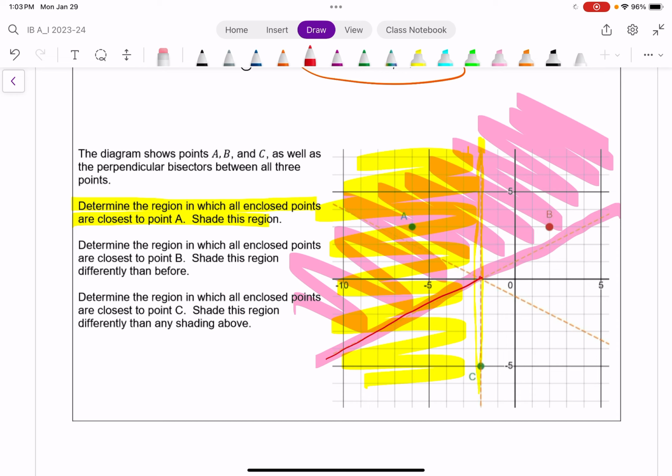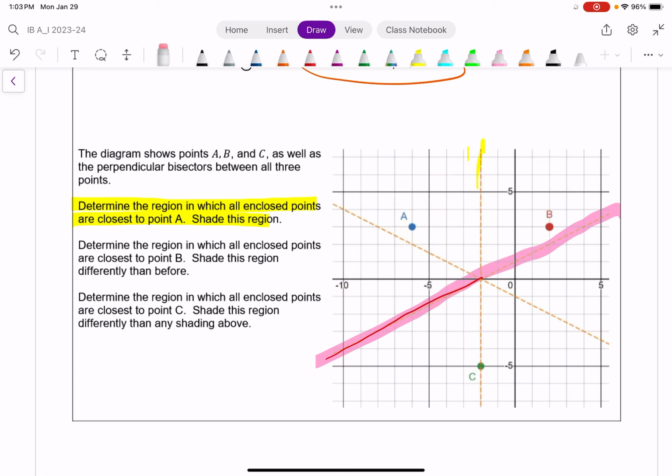I know it's horribly messy. This region right here, everything there is closest to A. Which, notice, if I now just clean this up and make it nice and neat, still has boundaries of these perpendicular bisectors. But everything in this region here is closest to A.